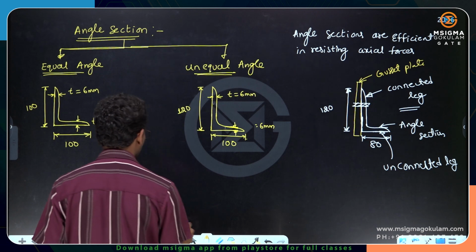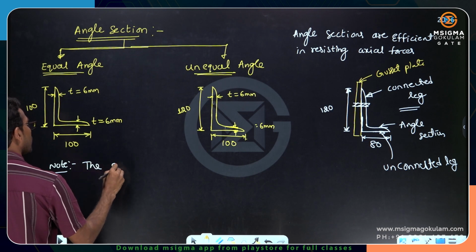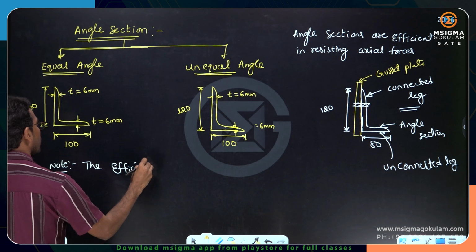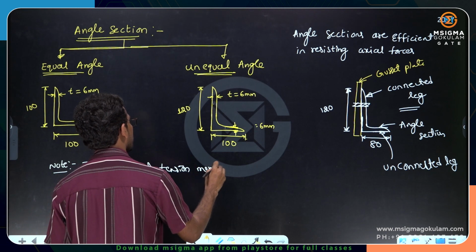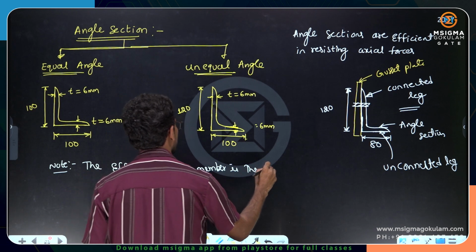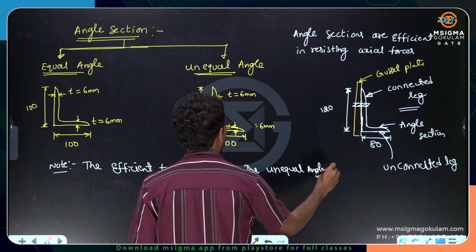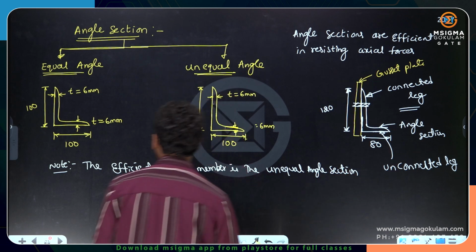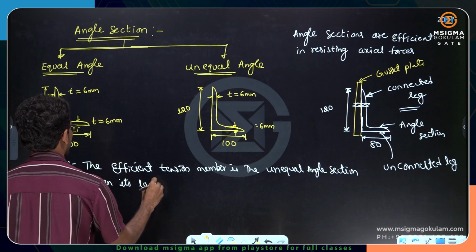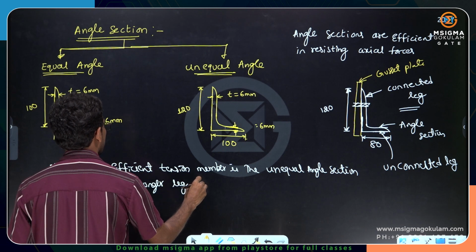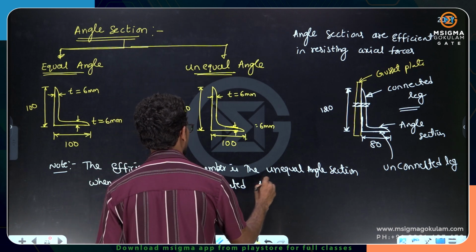Okay. So a very important point which you have to understand. Make a note that the efficient tension member is the unequal angle section when its longer leg is connected to the gusset plate.